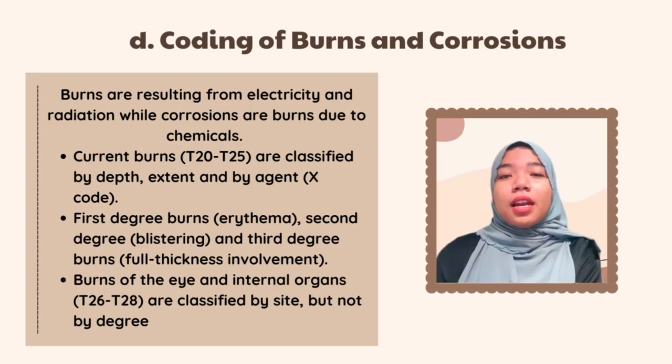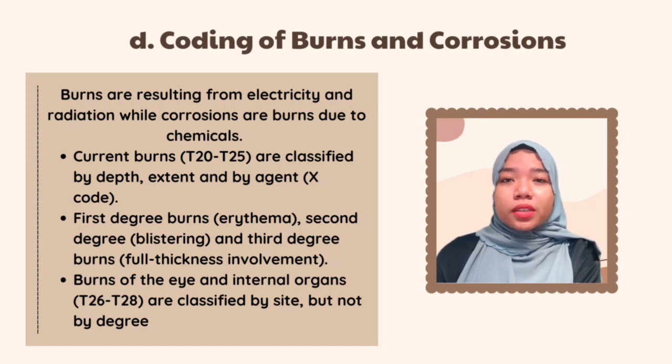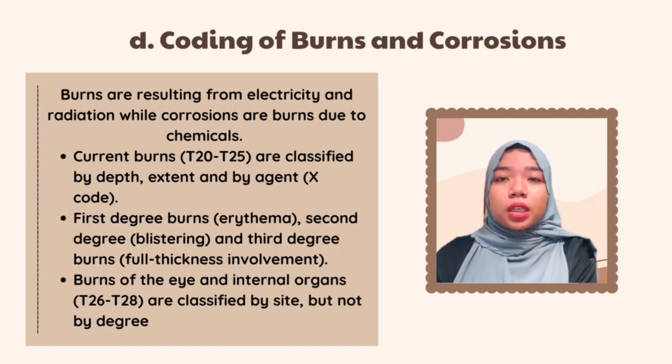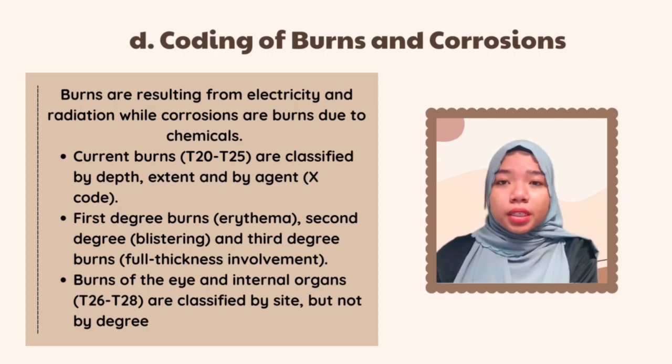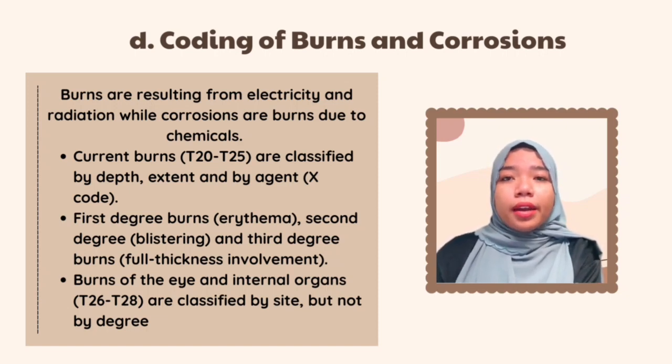Before we begin, let's get to know the differences between burns and corrosion. Burns result from electricity and radiation. For example, a burn resulting from a person touching electrical wiring or electrical equipment. Besides that, corrosions are burns due to chemicals. For example, hands exposed to sodium hydroxide and phenol.